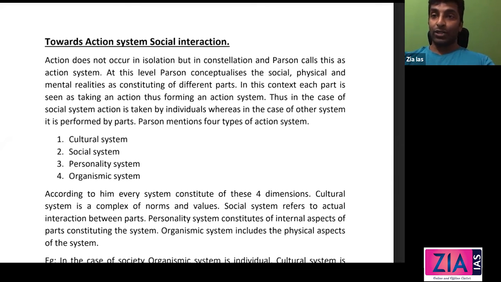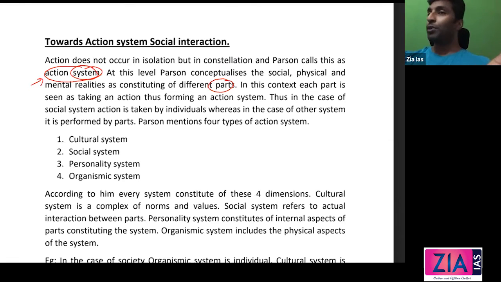Action does not occur in isolation, but in constellation. That we have discussed already. Parsons called this an action system. At this level, Parsons conceptualizes the social, physical, and mental realities as constituting different parts. So, guys, for actions there are different parts. Not for action, for system. An action system is also a system which has different parts.